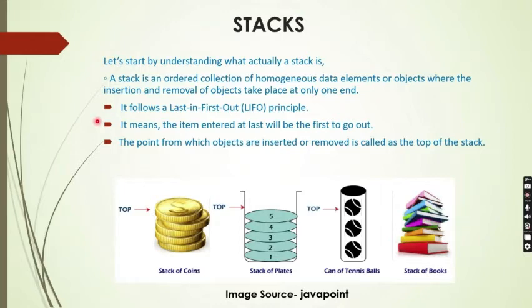What does it mean? It means that if any object is placed into the stack first, it would be the last one to come out. You can see like in this example, 1 is the first element to be entered into the stack. Now, if you want to take 1 out, you would need to take out 5 first, then 4, then 3, then 2, and then 1. So, it means that the element entered last will be the first one to go out.